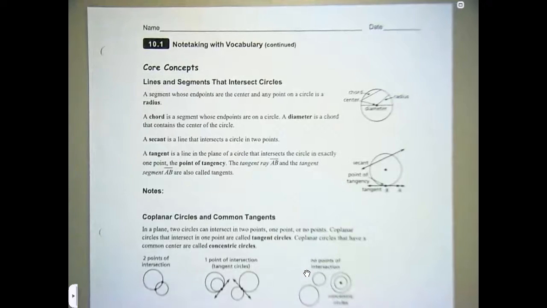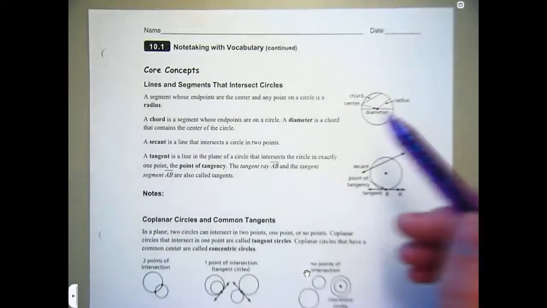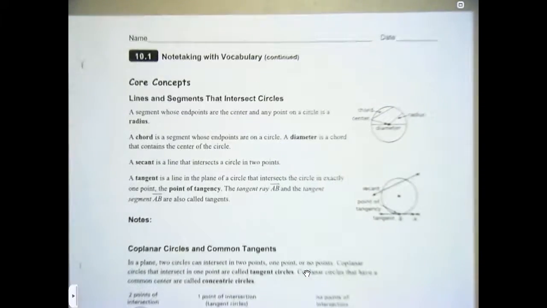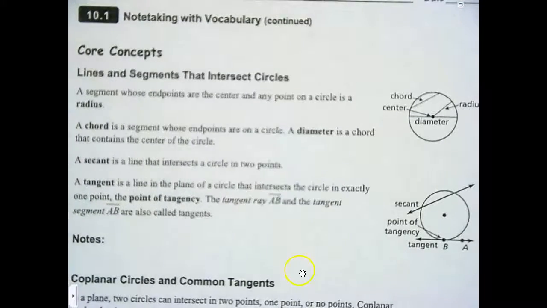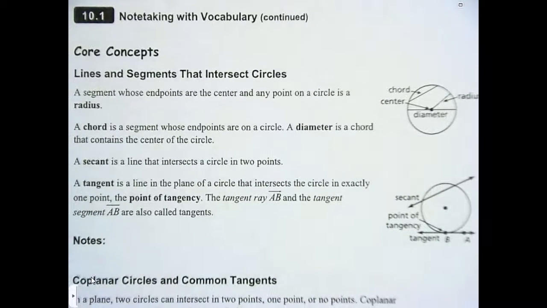Okay? So, line segments that intersect circles. All right, I want you to read through these right now. This first part here, make any little notes you need, and anything that comes to mind in terms of questions. Okay? On your own, please. All right, go ahead and tell your neighbor a new term that you just read about. Secant is a line that intersects a circle in 2 points.